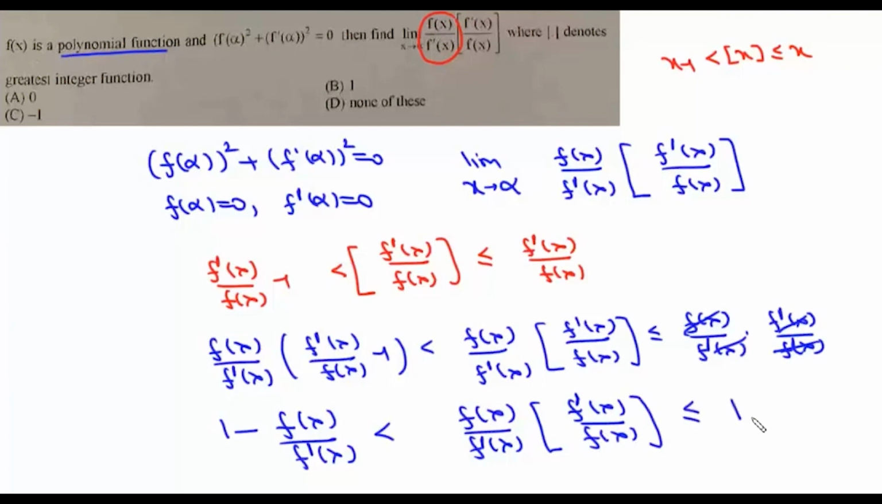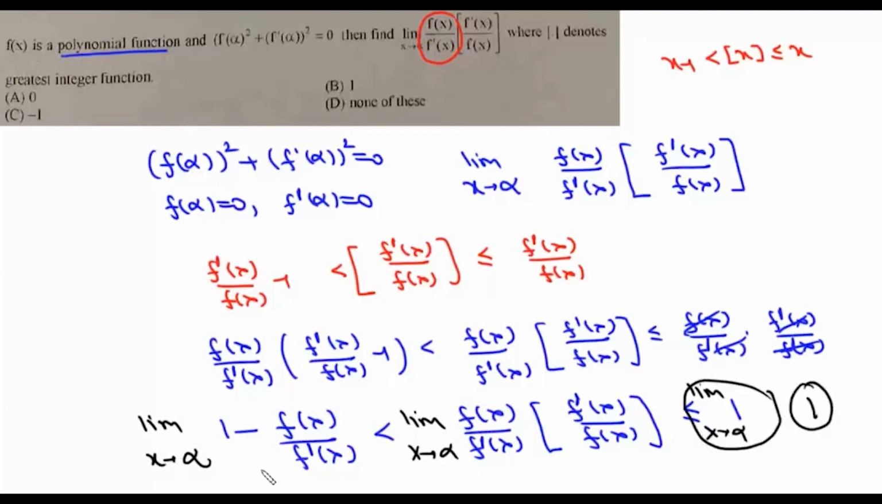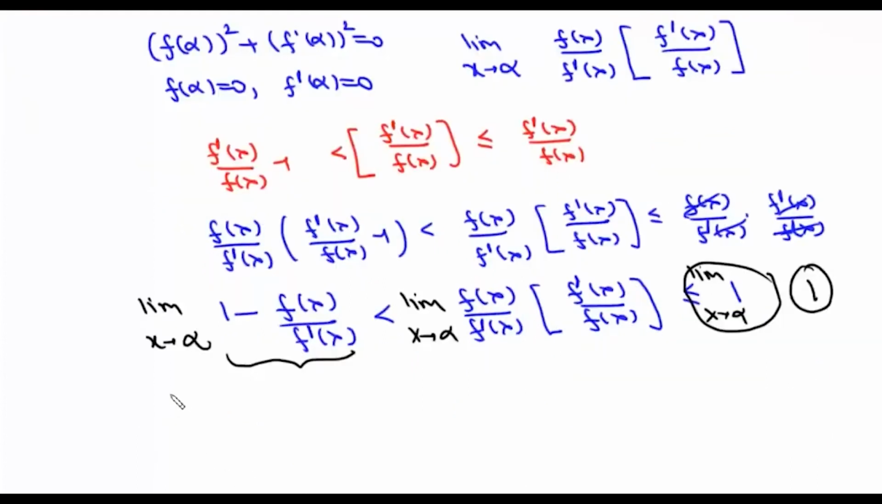Now if we take this limit x tends to α, here also it will be this limit x tends to α, and here also it will be this limit x tends to α. So the value of this limit on the right hand side is 1. We need to find the value of this limit on the left hand side. Now this is 1 minus. Now what about this f(x) upon f'(x)?